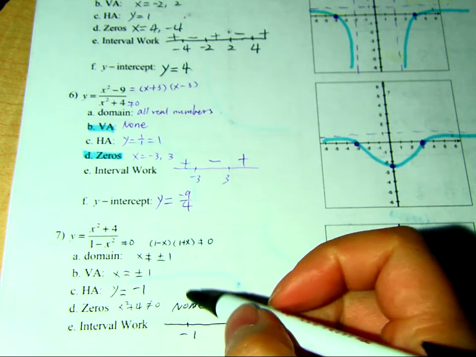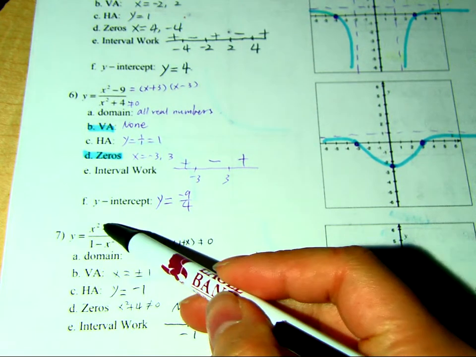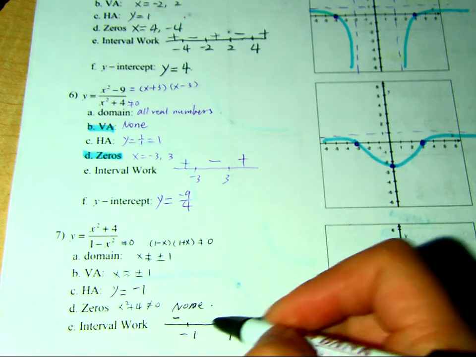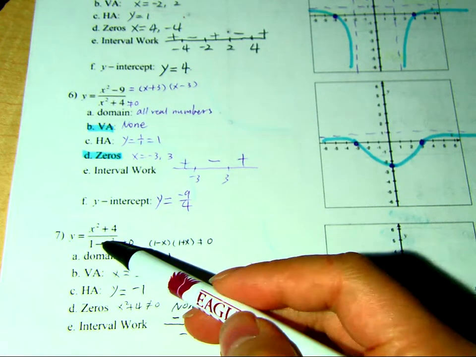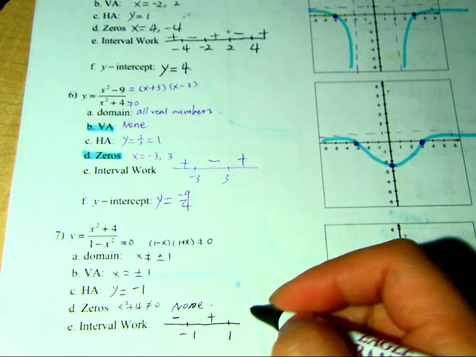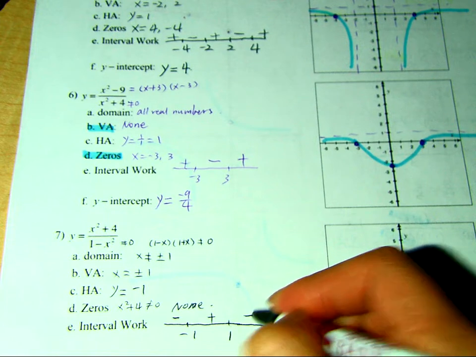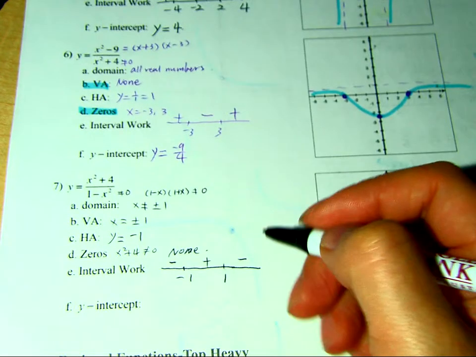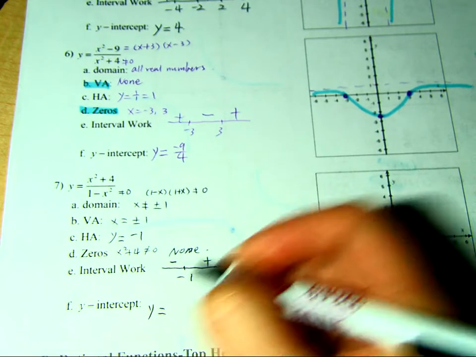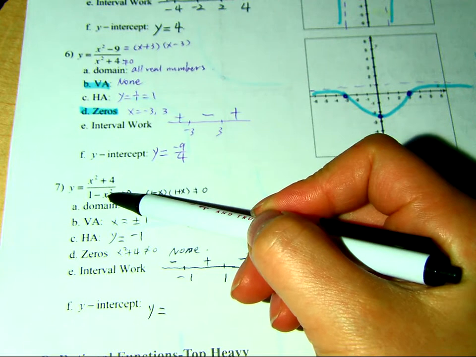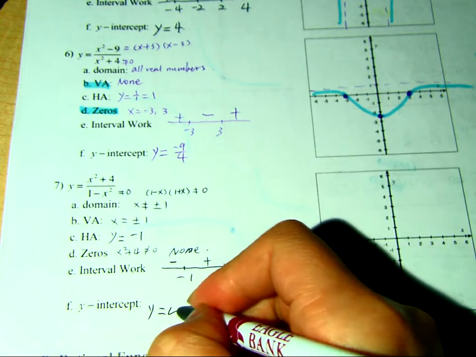And the interval work will be -1 and +1. Before -1, if I'm using -2, this will give me negative. Between them, if I'm using 0, this gives me positive. After 1, it will be negative again. And the y-intercept, when we plug in 0, we have 4 over 1, which is 4.